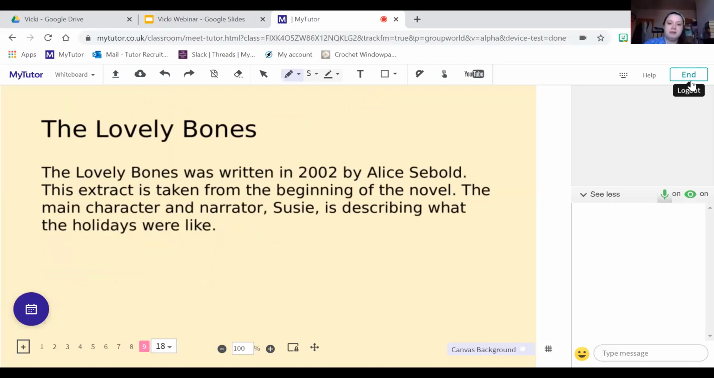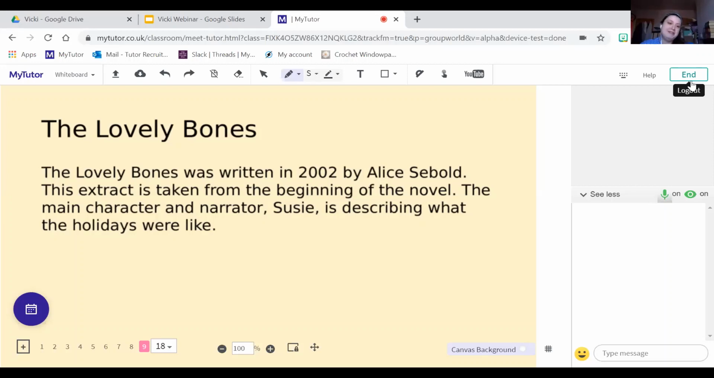So The Lovely Bones. So this is written in 2002 by Alice Sebold. A really nice book. I really recommend it. So this extract is taken from the beginning of the novel. The main character and narrator, so we've got it in first person, is a girl called Susie. I think she's about 13, 14. She is describing what the holidays were like. So this is written in past tense.